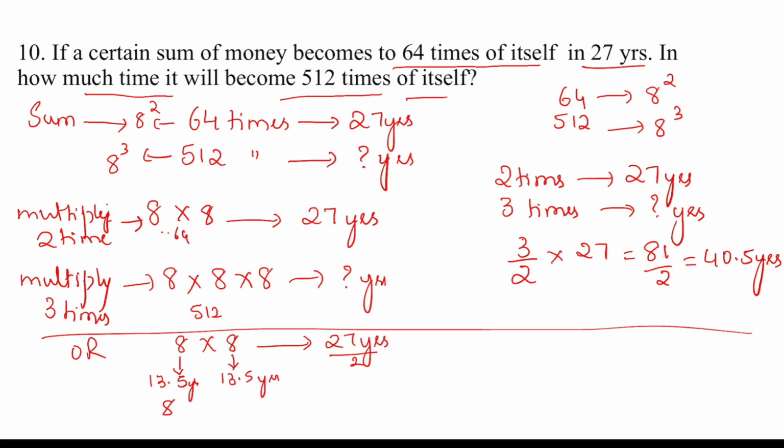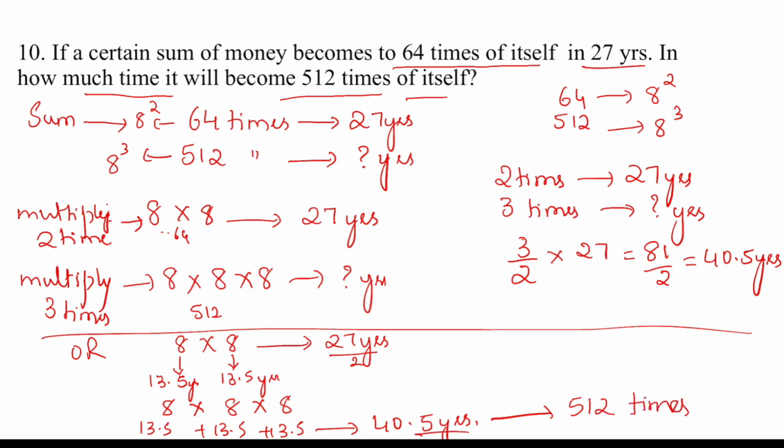Therefore, to become 8 into 8 into 8, that is 13.5 years plus 13.5 years plus 13.5 years, isn't it? Which is equal to 40.5 years. So, to become 512 times, the sum will take 40.5 years. So, next problem.